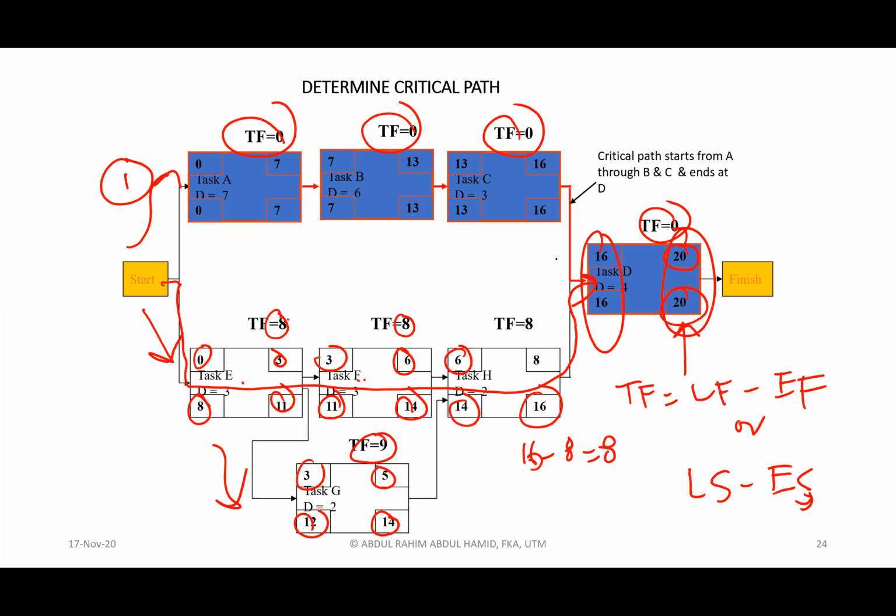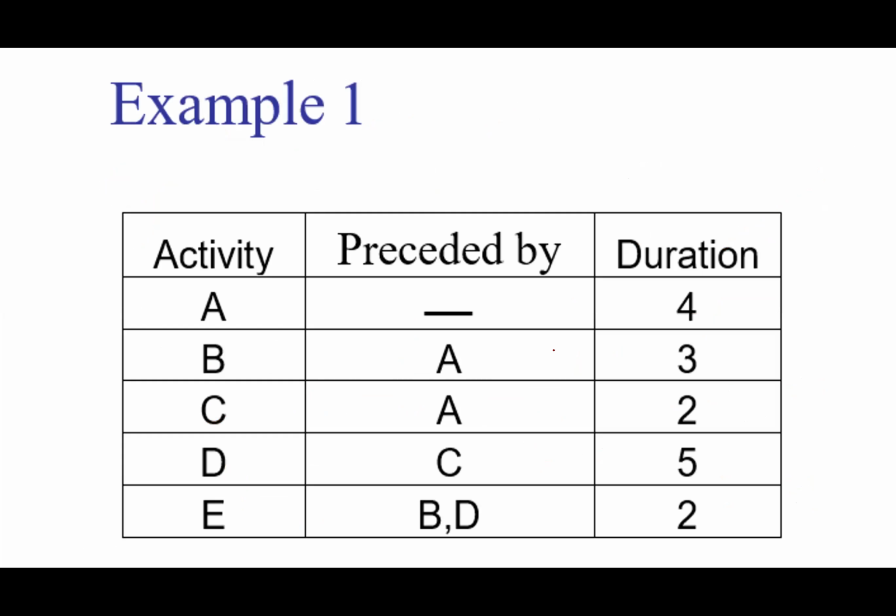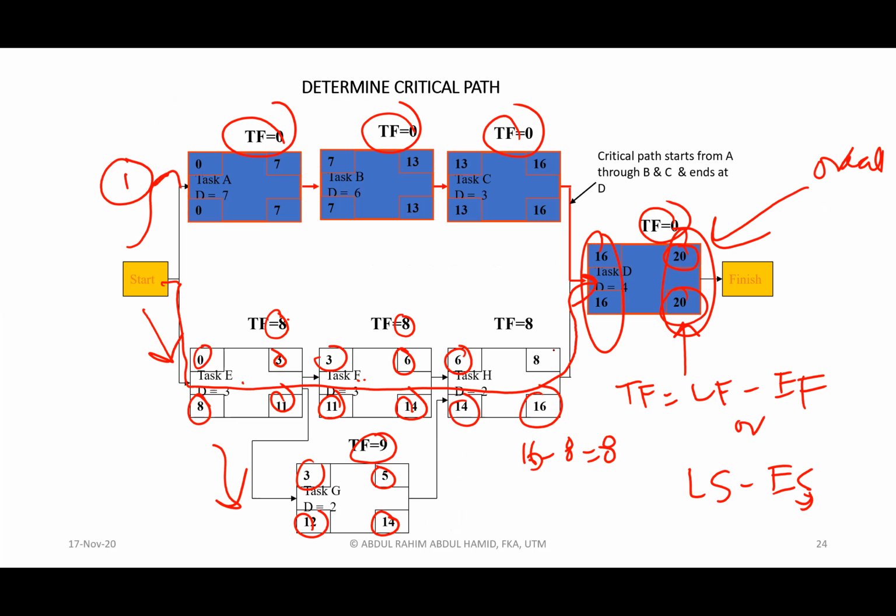And the total value has something to do with the overall project completion date. So that's the difference: total float is basically the value of delay with regard to the overall project duration within the path, whereas free float is only the free time that a certain activity has with regard to the following activity only. So that is the concept of free float and total float.